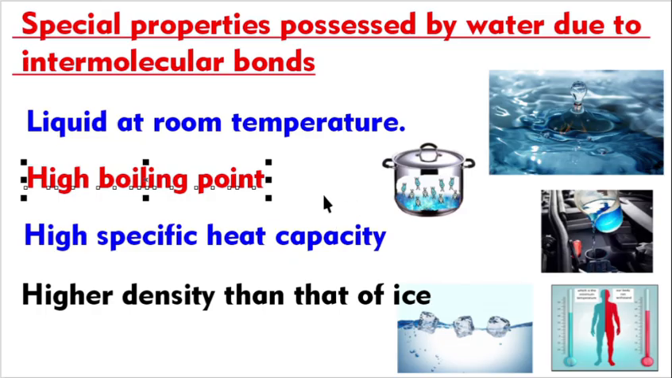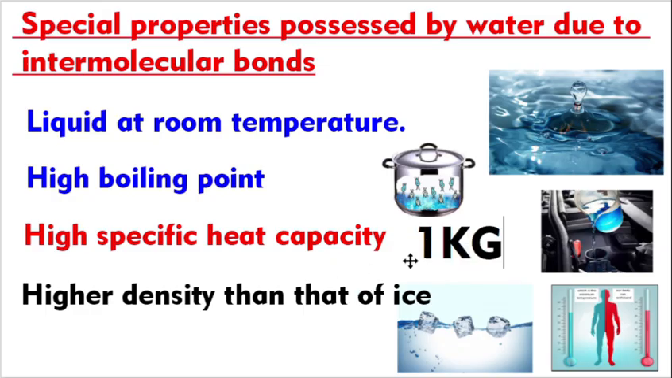And also water has a high specific heat capacity. This is another important piece of information. To heat water you need to supply a high amount of energy. Specific heat capacity means that if you take 1 kilogram of water, to raise its temperature you need 4200 joules of energy. So it's a very massive amount of energy. So you cannot heat water easily. So this property allows water to act as a cooling agent.